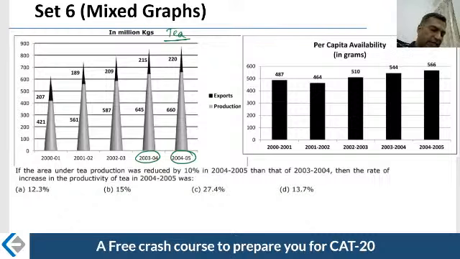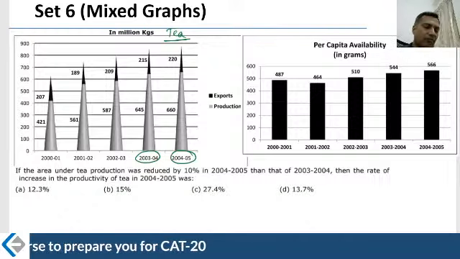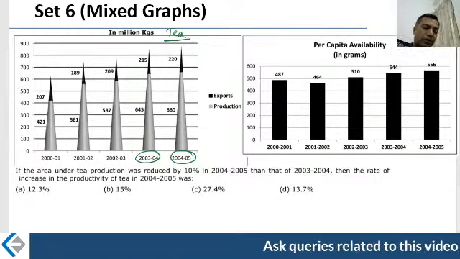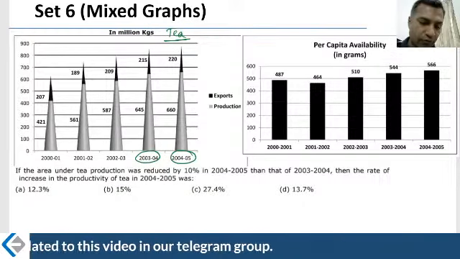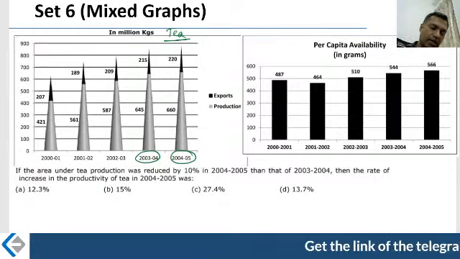Then the rate of increase in the productivity of tea. What is productivity? How much do you produce per hectare, per given area? That becomes the productivity. The author is talking about productivity. Now listen to me very carefully here.